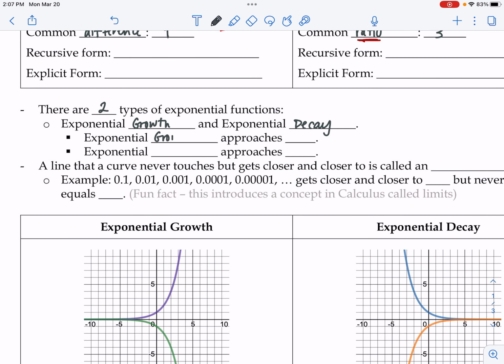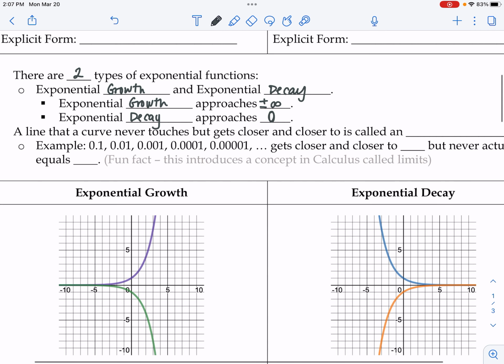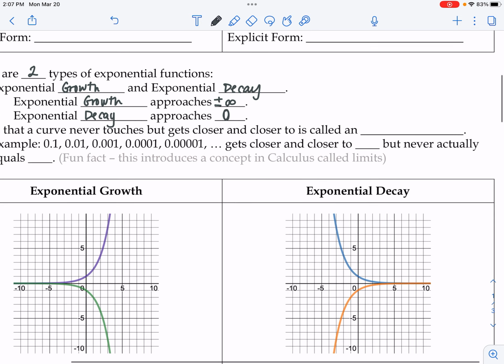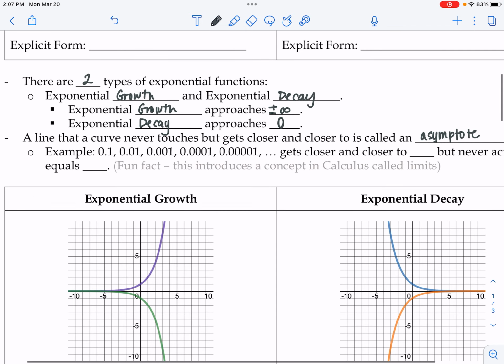Exponential growth approaches either positive or negative infinity. And then exponential decay approaches a flat line. In our case, in Algebra 1, it approaches 0. It's a curve that never touches but gets closer and closer to a line called an asymptote.